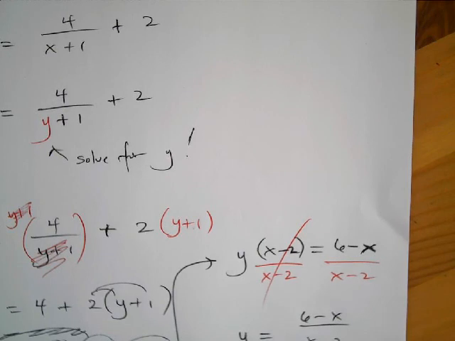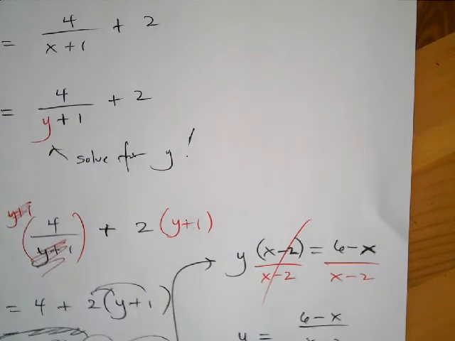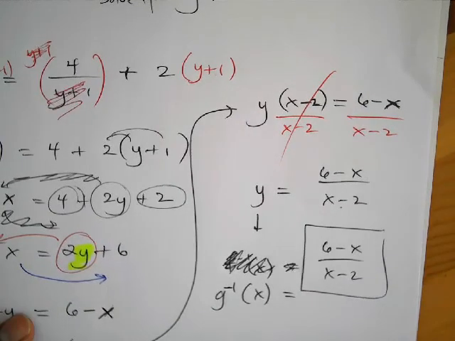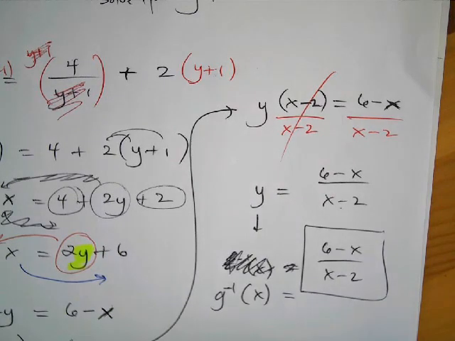Oh, it was g, right? Sorry, it was a g. Oh, great. Okay, that's how you do it.